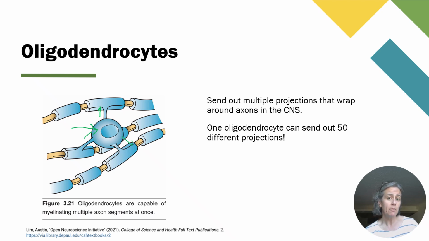Now, this diagram only shows like three projections, but oligodendrocytes can have 50, or they can have tons, right? So in the central nervous system where everything is packed and there's lots of axons really close together, there's not a lot of room, you have one cell that's putting these little myelin wraps around segments of lots of different nearby axons.